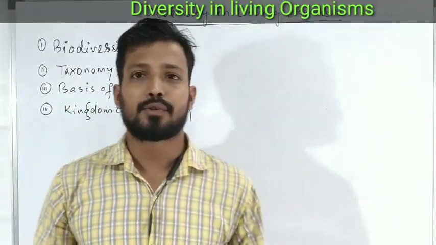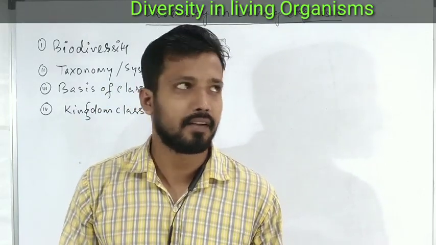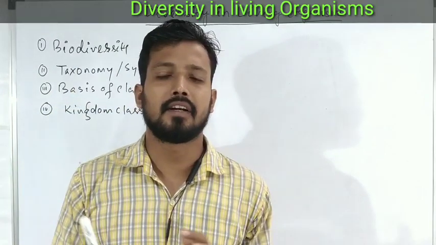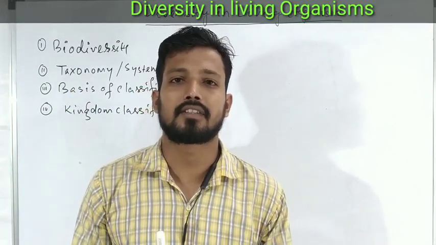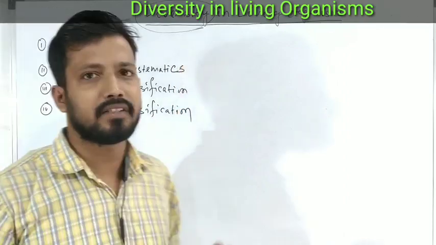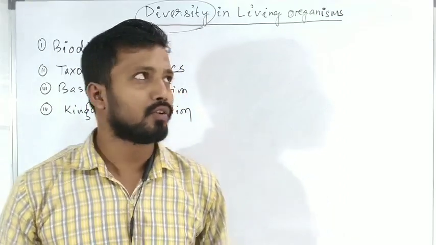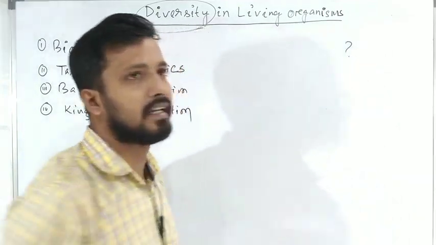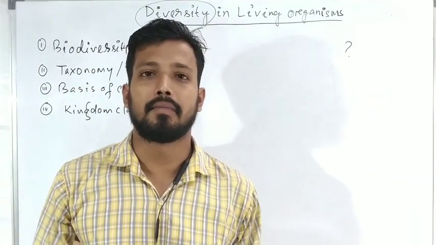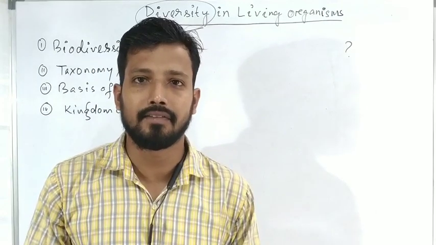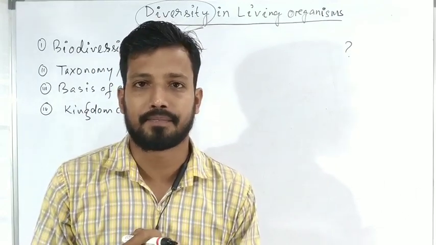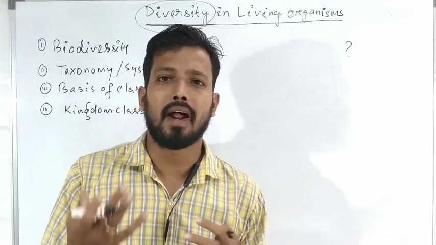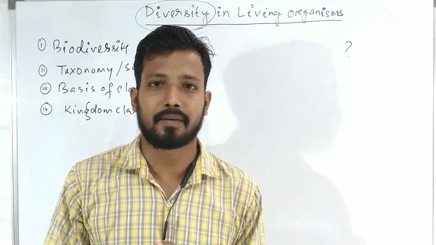So basically students, today we are going to discuss the diversity of living organisms found on the earth's surface. Diversity means, what do you mean by diversity? So a question comes to our mind, sir, what is diversity? Diversity is nothing but the different forms or different variety of life found on the earth's surface. So different forms, different varieties, different types of plants or animals or microorganisms are there.